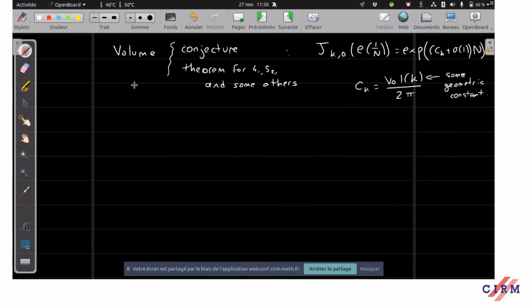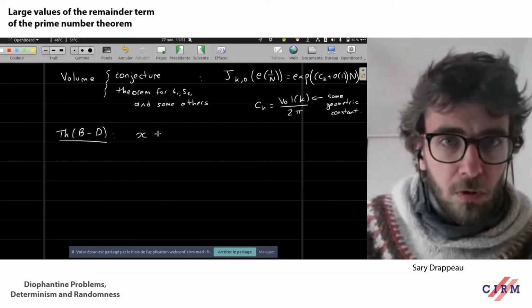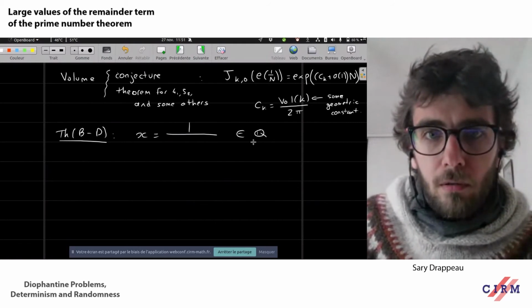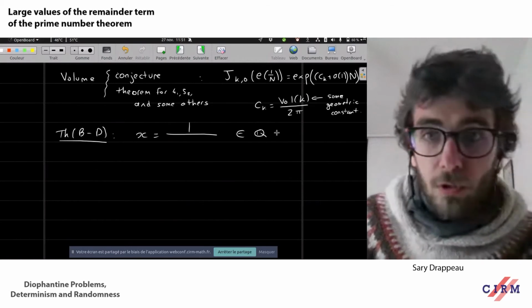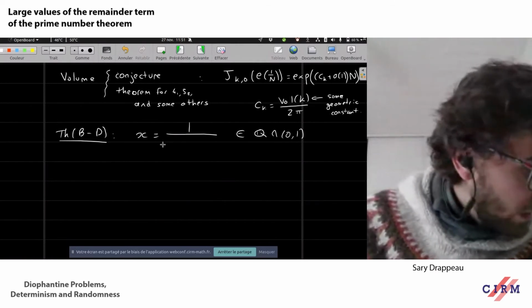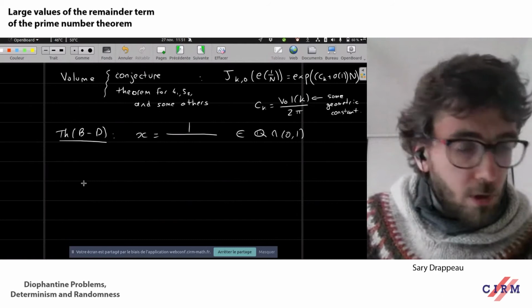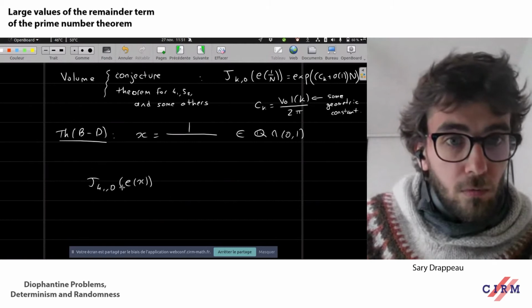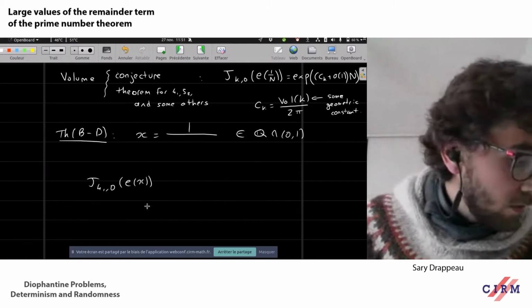Okay, but this doesn't tell you what happens for other roots of unity, and this is one of the first questions which motivated us. So we're very happy to try to understand this. So you let a rational x be given. It will be between 0 and 1. And what we want to know is what's the size of the Kashaev invariant at e to the x for other kinds of rationals.